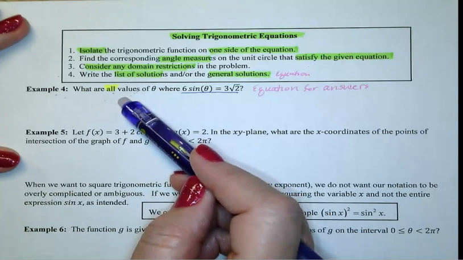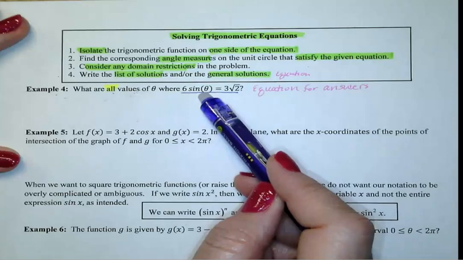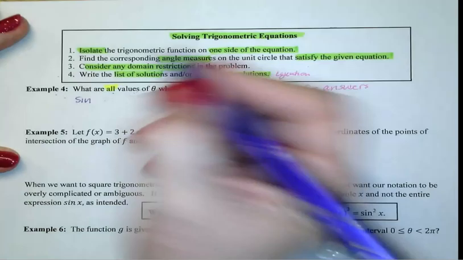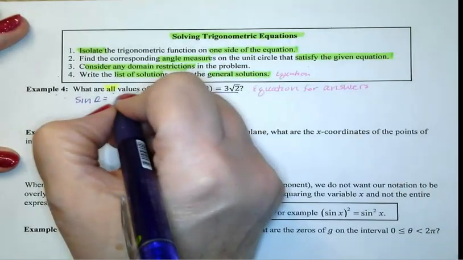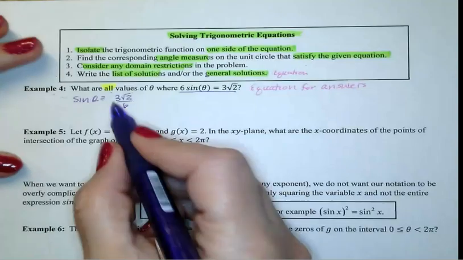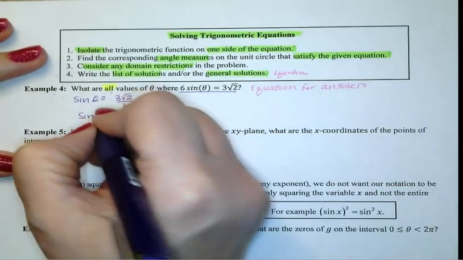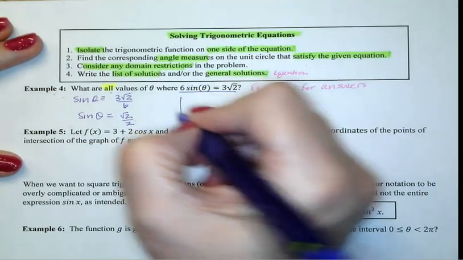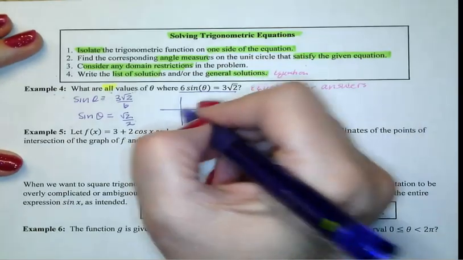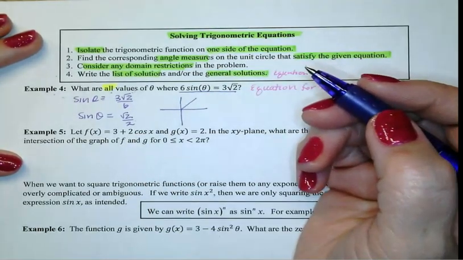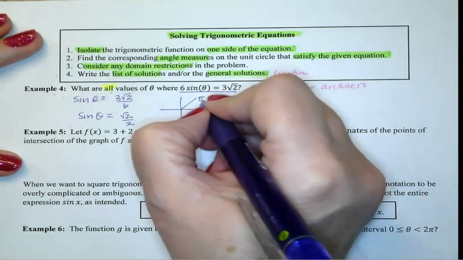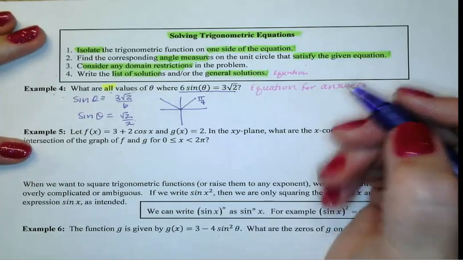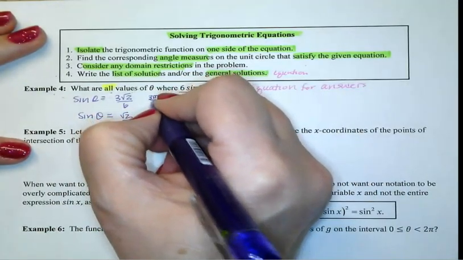So the first thing we need to do in example 4 is to isolate the sine theta to one side. I'm going to divide both sides by 6 to get sine theta by itself. Now I have 3 root 2 over 6, and 3 over 6 simplifies to 1/2. So I have sine theta equals root 2 over 2. Now I need to think, where would sine be positive? Sine is positive in the first quadrant, and the angle in the first quadrant that has root 2 over 2 is pi over 4. And then I have an angle in the second quadrant that also has a sine value of root 2 over 2, and that is 3 pi over 4.